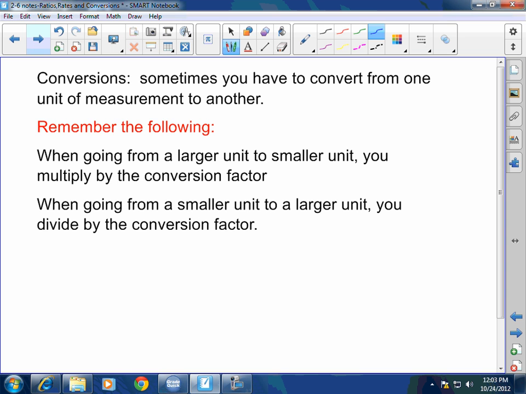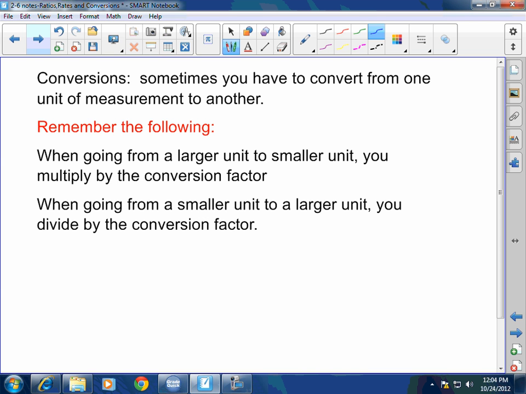But when I'm going from large to small, I multiply. When I'm going from small to large, I divide.